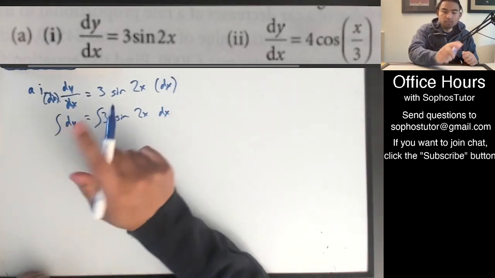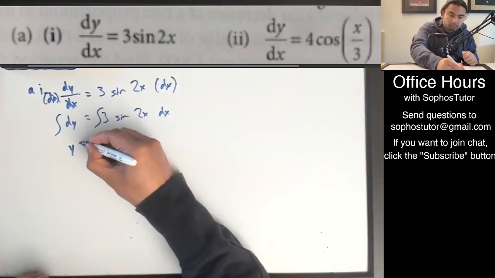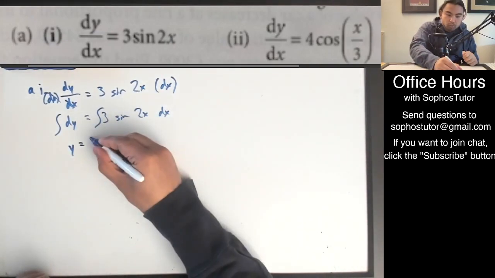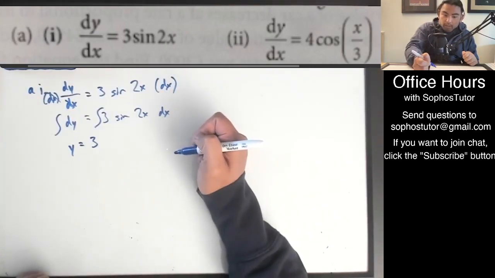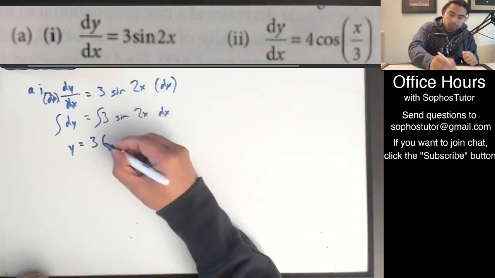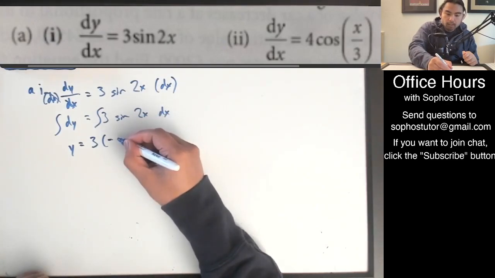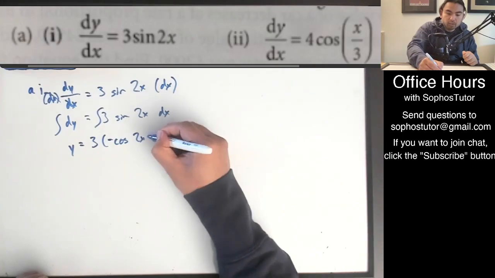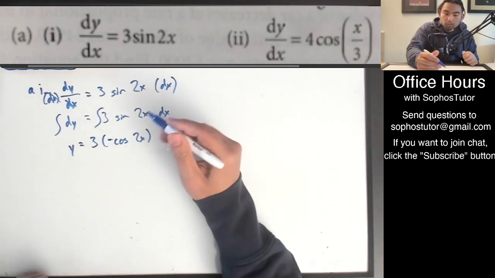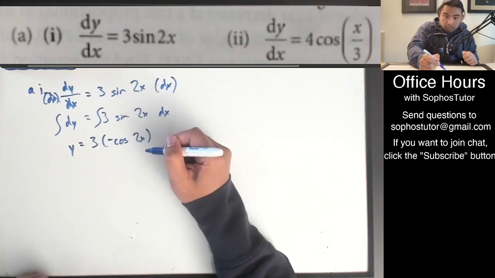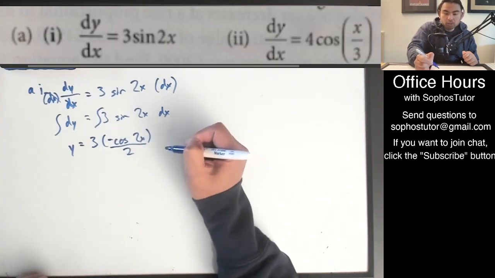So the integral of dy is simply y. The integral of 3 sine of 2x is, well, we need to take the derivative of negative cosine of 2x to get sine of 2x, but because of the chain rule, we're also going to have to multiply by 2, which means we're going to need to divide by 2 to cancel it out.